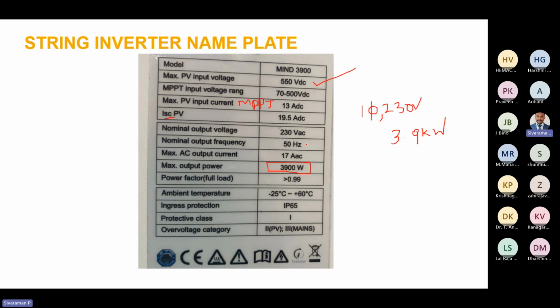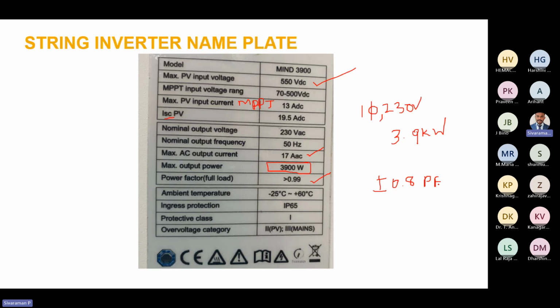Based on the country, it is 50 hertz. Then maximum AC current is 17 ampere, and its power factor most of the time can operate at greater than 0.99, so we can say unity. Most inverters, as I told, can operate at plus or minus 0.8 power factor. So this is the nameplate detail of a typical string inverter, right?